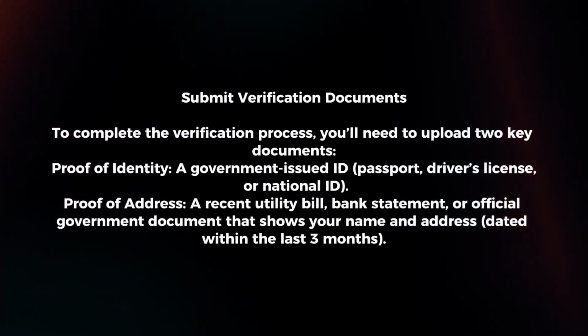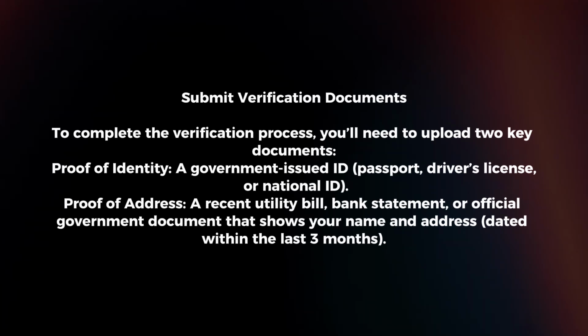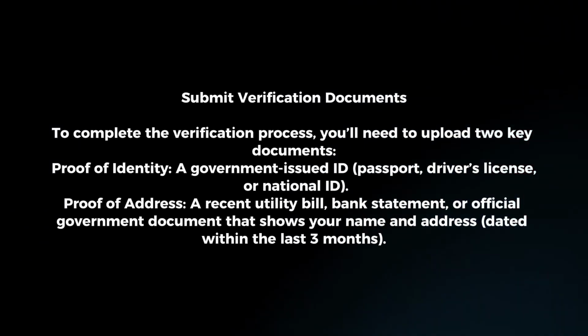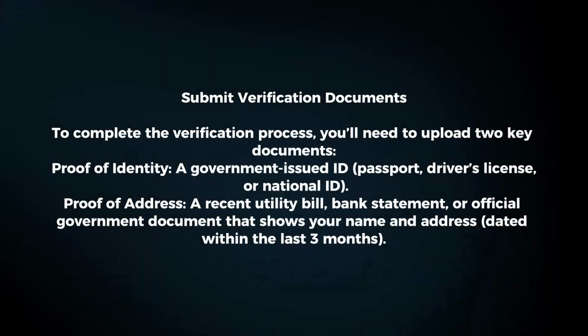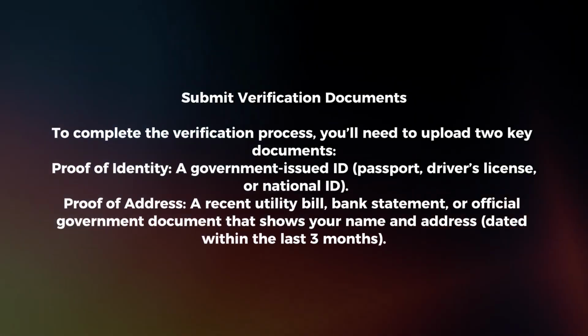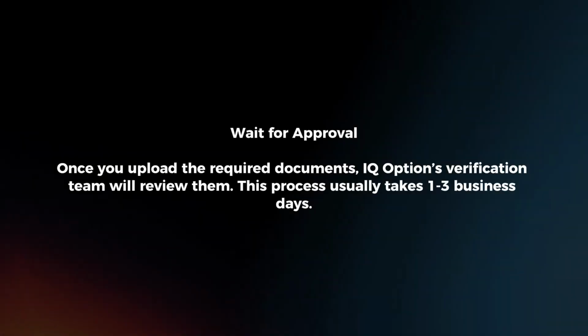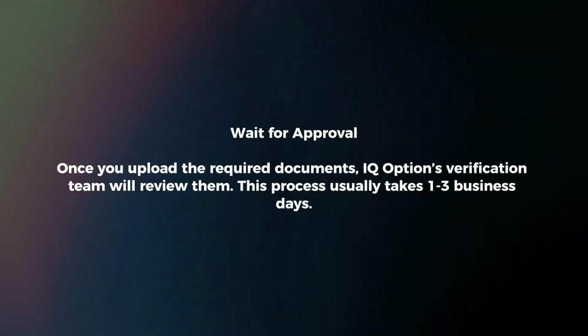Submit verification documents. To complete the verification process, you will need to upload 2 key documents: proof of identity, a government-issued ID, and proof of address, a recent utility bill, bank statement, or official government document that shows your name and address. Wait for approval. Once you upload the required documents, IQ Option's verification team will review them.